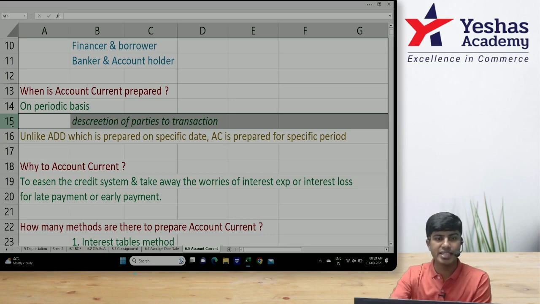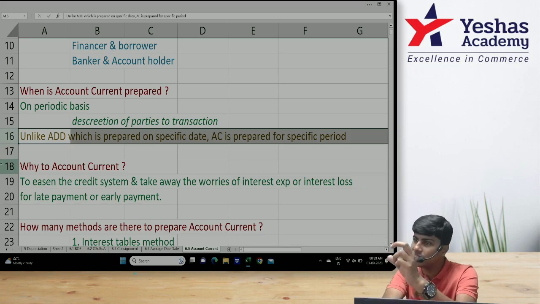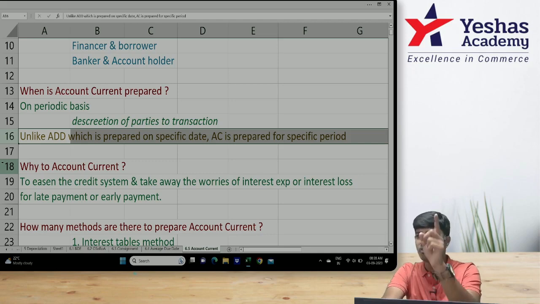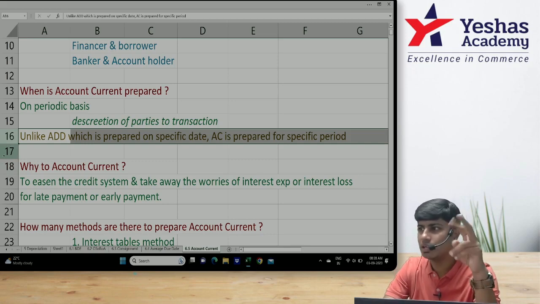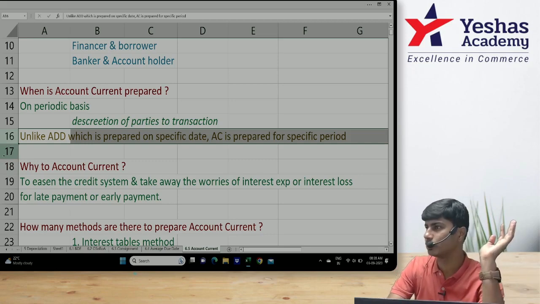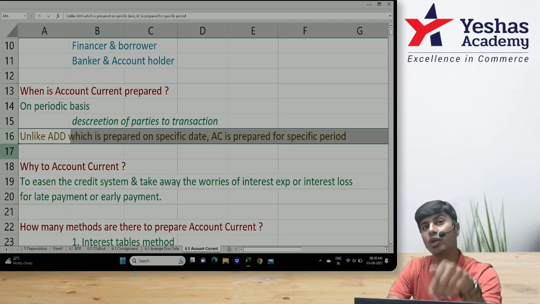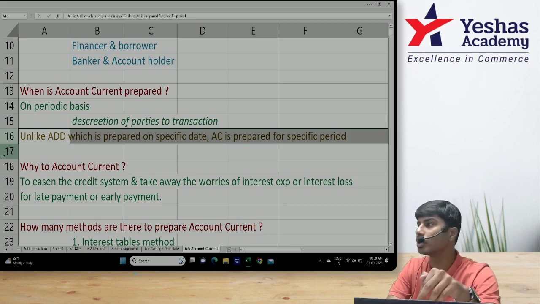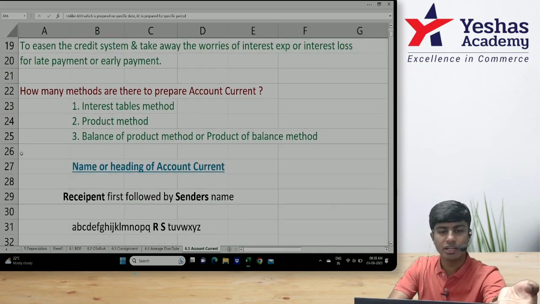Got this? Unlike average due date, which is prepared on a specific date, account current is prepared for a specific period. Average due date is on a specific date: this date I am paying, how much should I pay? Account current is a statement. And I will tell you a little later why we should do account current. If for the same problem, average due date is applicable and account current can also be applied, then why do we read a separate chapter? Why don't we do average due date only? Valid question, no? If the same question can be solved under both the approaches, then why do we apply the concept of account current? Why did they give another unit? I'll teach that also to you a little later. So then there are three methods.